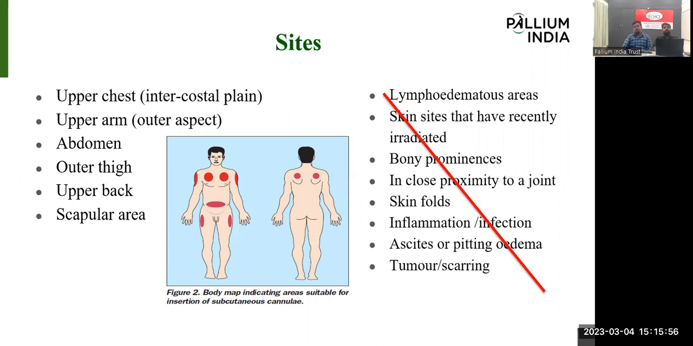Then if there is any infection or any sign of inflammation, we cannot prick that area, it will irritate. If the abdomen area is chosen for giving the injection, and the patient is already affected with ascites or any pitting edema, not only lymphedema but pitting edema in the lower extremity or ascites in the abdomen, then we cannot give the injection or continue the infusion in the abdomen or the lower extremities. Also, at a tumor site or in scar tissue, we cannot give injections or infusions subcutaneously in these areas.